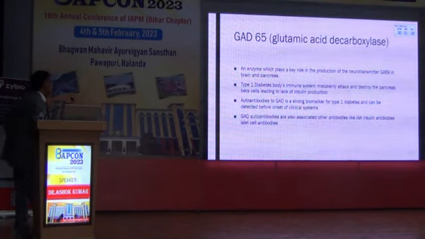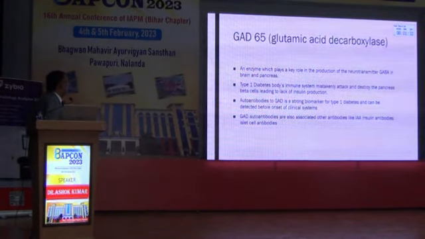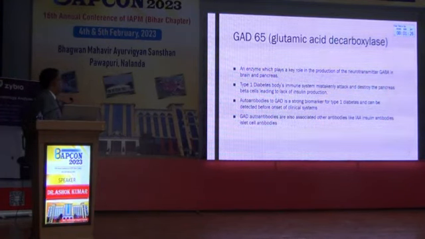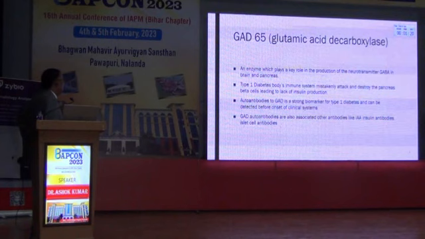GAD65, glutamic acid decarboxylase, is an enzyme which plays a key role in the production of the neurotransmitter GABA in the brain and pancreas. In type 1 diabetes, the body's immune system mistakenly attacks and destroys the pancreatic beta cells, leading to lack of insulin production. Autoantibody GADA is a strong biomarker for type 1 diabetes and can be detected before onset of the clinical symptoms.